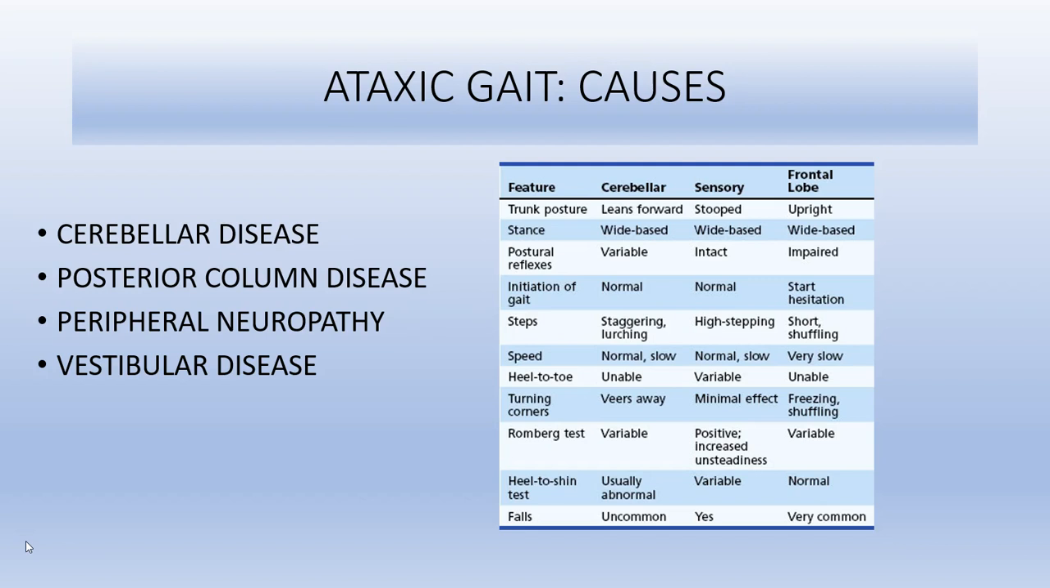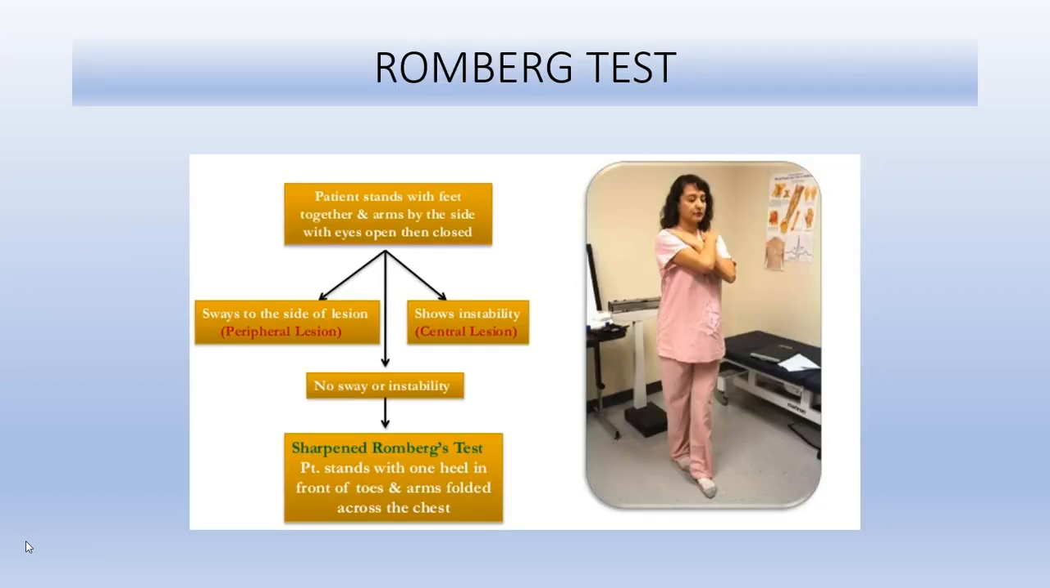In addition to cerebellar disease, we can see an ataxic gait with posterior column disease where we've lost vibratory perception, where we have lost joint position sense. Certainly we see this in some patients with a peripheral neuropathy. This may be from diabetes or chemotherapy or AIDS or it may be drug induced. And you can see this obviously with 8th cranial nerve disease and the vestibular disease.